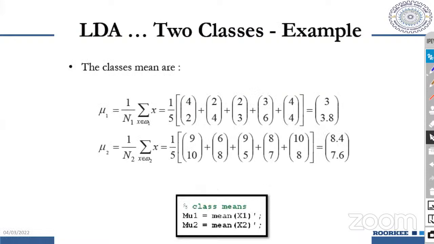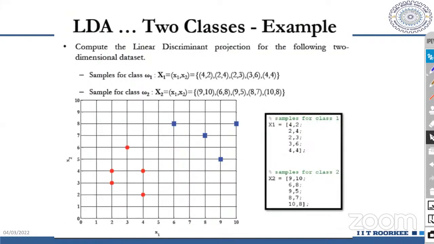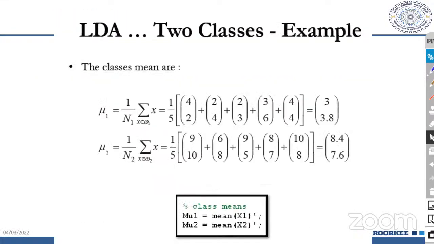From these two data, assume that samples of two classes are given. The sample for class omega 1 is capital X1, and the sample for class omega 2 is capital X2. One is red color dots and the other is blue color squares. Now the first step, you compute the means, mu1 and mu2. That is simple. You assume the set of points is given and you compute mu1 and mu2.